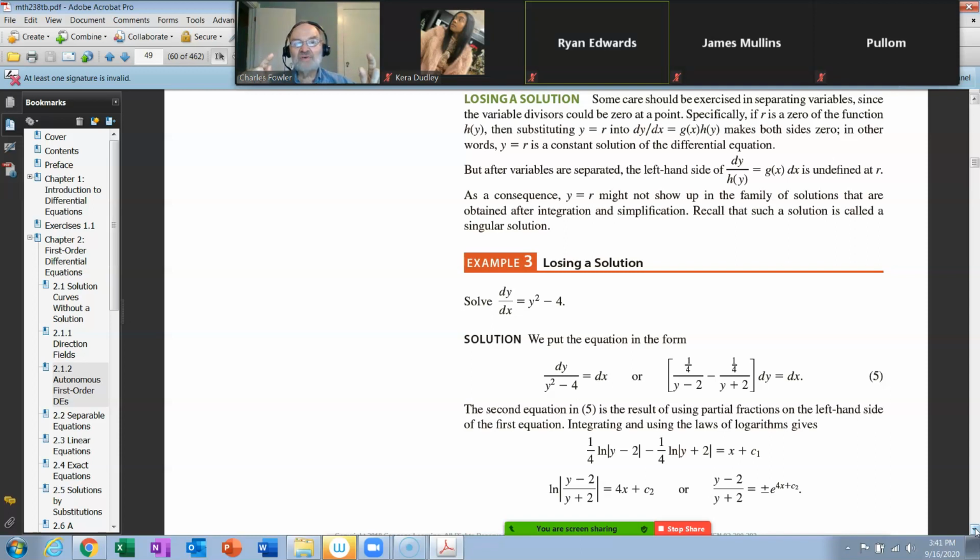Specifically, if r is a 0 of the function h of y, then substituting y equals r into that makes both sides equal 0. In other words, y equals r would be a constant solution of the differential equation. But after variables are separated, the left-hand side is generally undefined at r, and therefore we usually exclude it. As a consequence, y equals r might not show up as a family of solutions that are obtained after integrating and simplification.